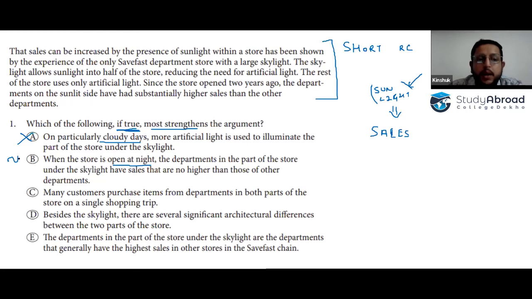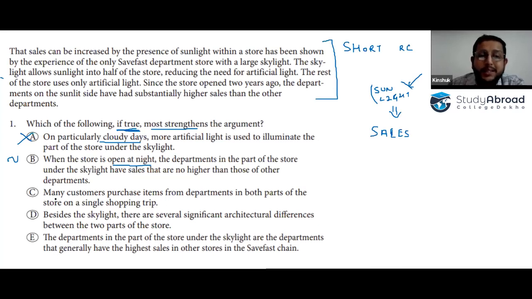Let's move further. Answer choice C says, many customers purchase items from departments in both parts of the store on a single shopping trip. So now what is happening here? What is this answer choice telling us? I'm sorry, I'm going to repeat answer choice C. Editor, please edit that. All right. So answer choice C now says, many customers purchase items from departments in both parts of the store on a single shopping trip.